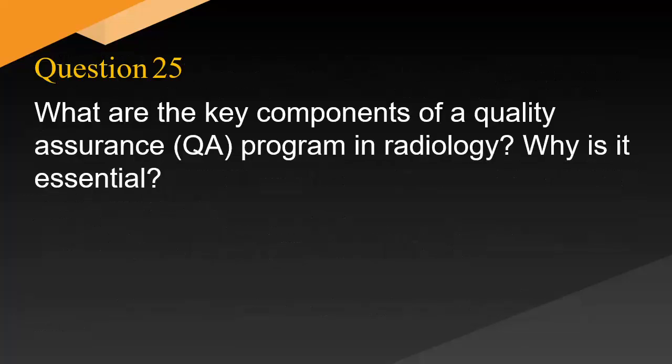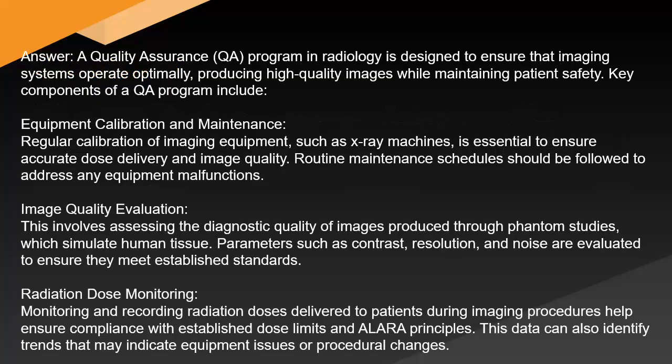What are the key components of a quality assurance (QA) program in radiology? Why is it essential? Answer: a quality assurance program in radiology is designed to ensure that imaging systems operate optimally, producing high-quality images while maintaining patient safety. Key components of a QA program include equipment calibration and maintenance. Regular calibration of imaging equipment, such as X-ray machines, is essential to ensure accurate dose delivery and image quality. Routine maintenance schedules should be followed to address any equipment malfunctions.